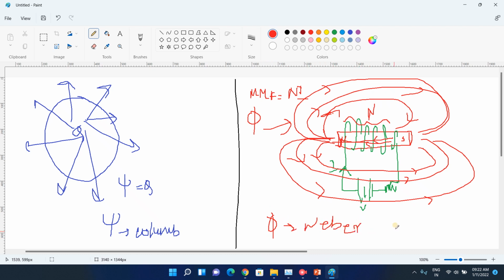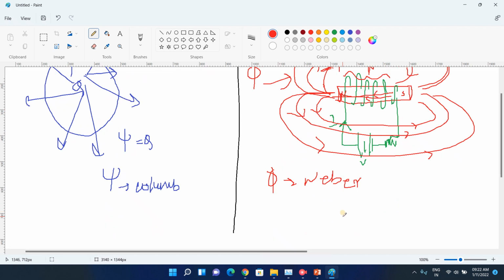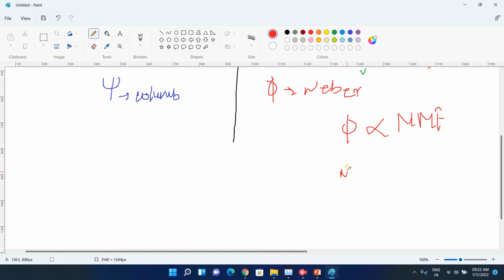Okay, its unit is Weber. Now, magnetic flux which is flowing is similar to a current in a conductor, because the magnetic fluxes are flowing depending upon the MMF. So the flux which is created is proportional to the MMF, because flux is MMF divided by the reluctance.